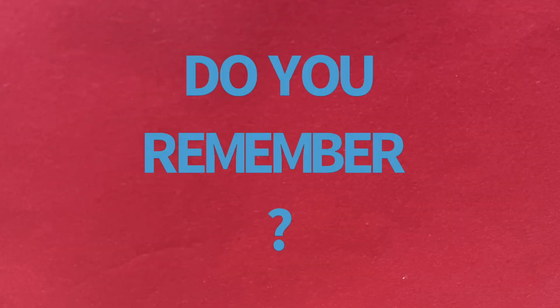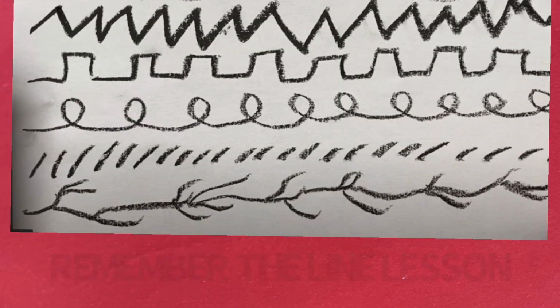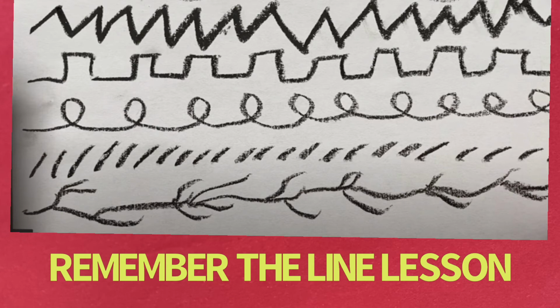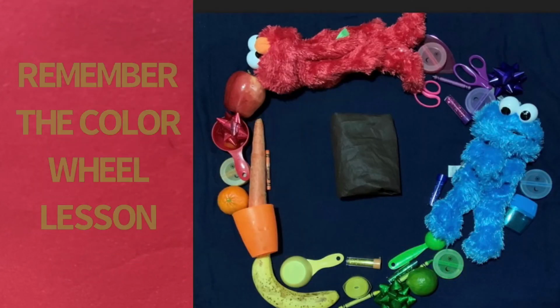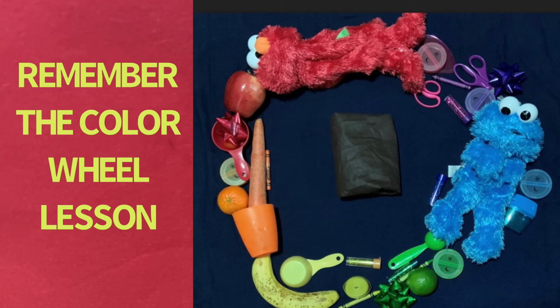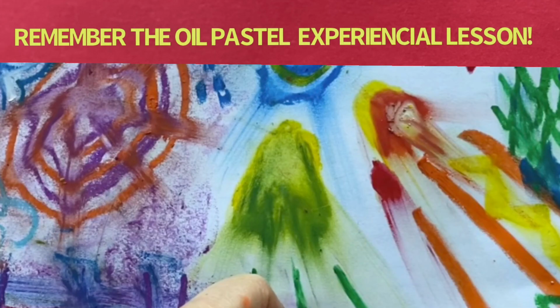When you're doing your background, I want you to keep in mind a few of the lessons we've already done. The line lesson, you can use lots of different lines in your background. The color wheel lesson, think about if you want to use colors that zing, complementary colors, or related colors when you do your background. And the pastel experiential lesson, where you learned about mixing colors, blending, scratching into colors. Have a lot of fun with the material. Pastels have a lot of ability to do unusual things, like paint.